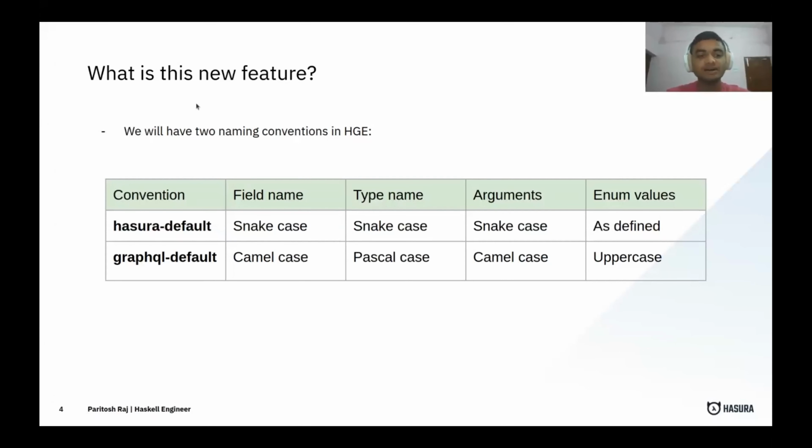We can take a look at this new feature. In this new feature, we are going to expose two different conventions. One is Hasura default and one is GraphQL default. The Hasura default is the default naming convention that will be used, and the field names, type names and arguments are all snake case as it was, and the enum values are also as defined in the Postgres table as it was as of now. And the GraphQL default convention has field names and arguments as camelCase, and the type names are PascalCase, and the enum values will be all uppercase irrespective of whatever was in the Postgres table.